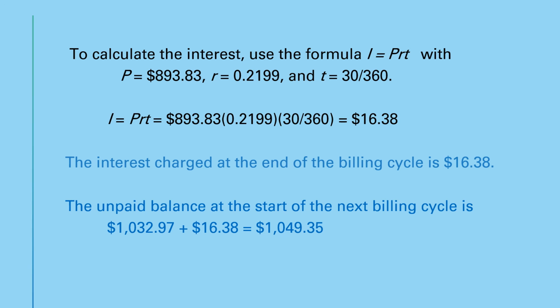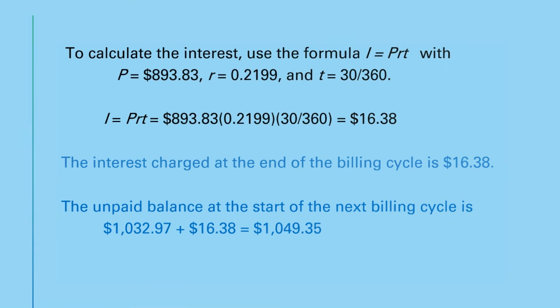But if we want to find the unpaid balance at the start of the next billing cycle, that will be this interest amount we have calculated along with the balance he had on the 30th day. On the 30th day, the daily balance was $1,032.97. So adding them together, $1,049.35 will be the unpaid balance at the start of the next billing cycle.